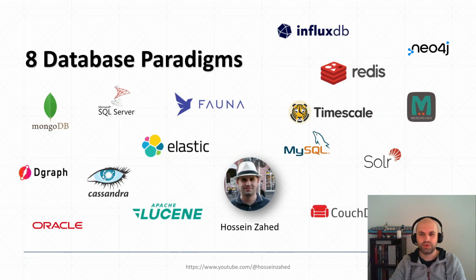In this video, I'm going to talk about 8 database paradigms. What do I mean by paradigm here? In this context, each paradigm is actually a group of databases based on the way they store data and also their use cases. So these paradigms include key value, wide column, document-oriented, relational, graph, full-text search, multimodal, and time series.